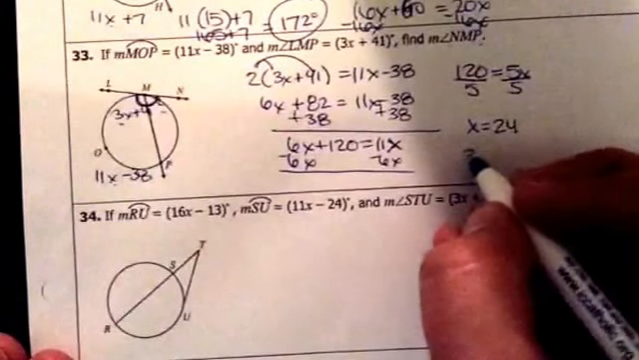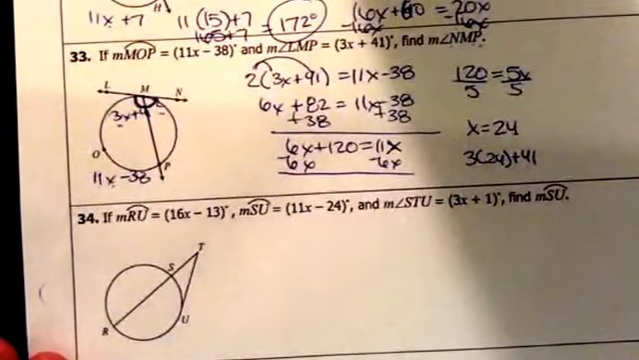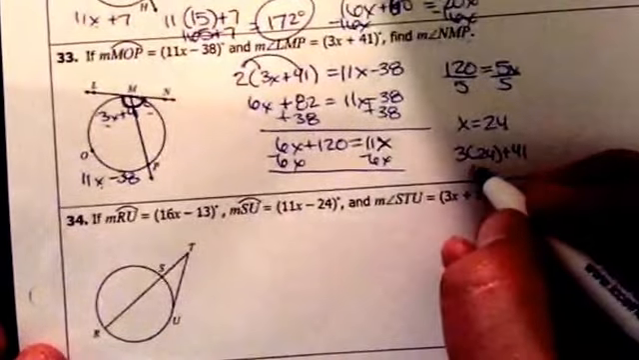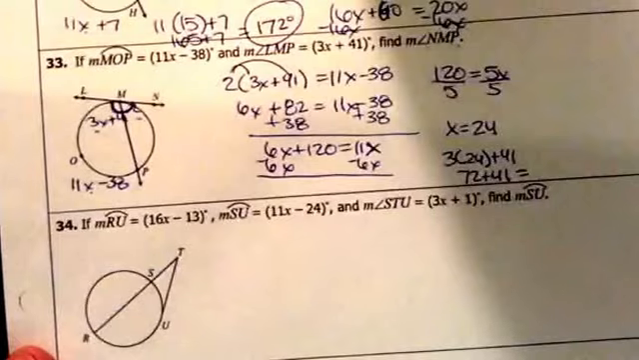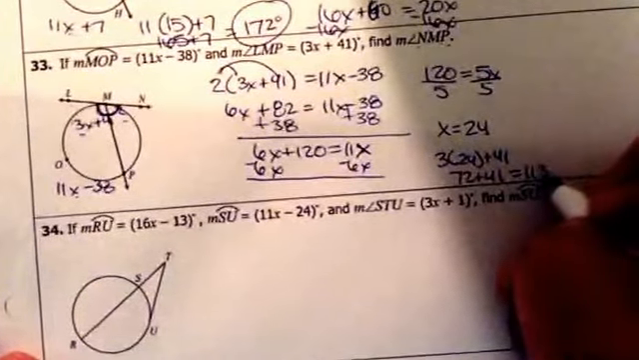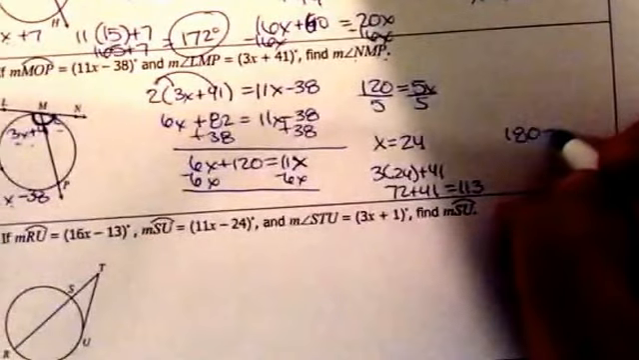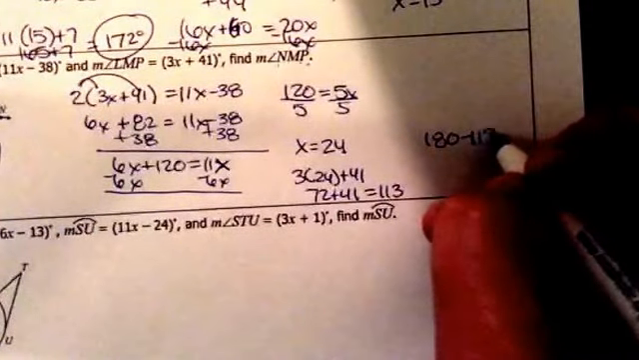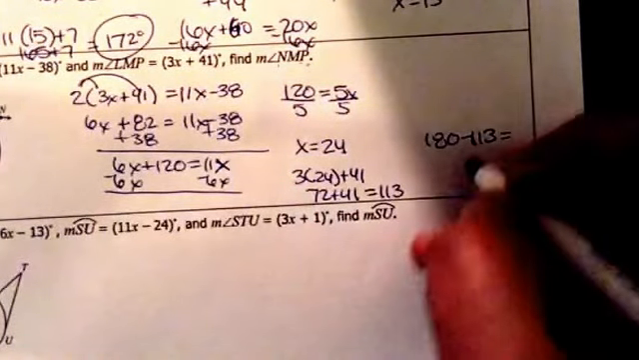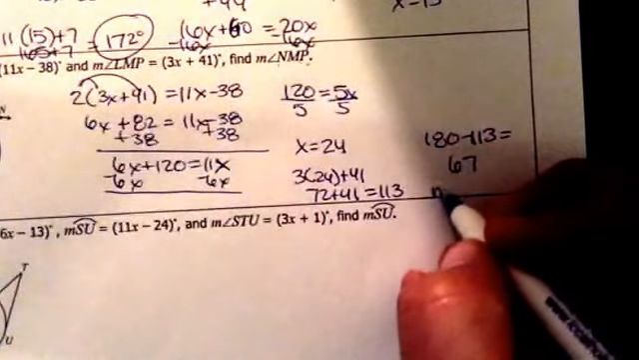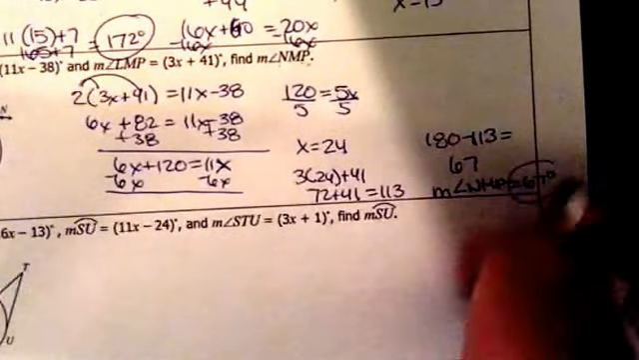We have 3 times 24 plus 41. 3 times 24 is 72 plus 41. That's going to get me 113 degrees. Again, that's only giving me this angle right here. So if I do 180 degrees minus 113 degrees, that means that the measure of angle NMP equals 67 degrees.